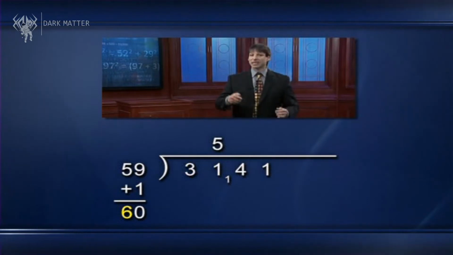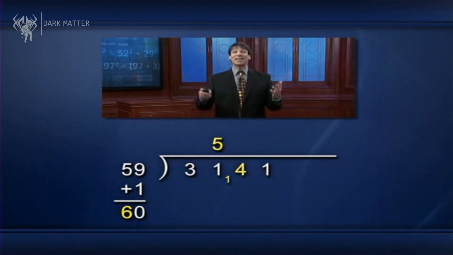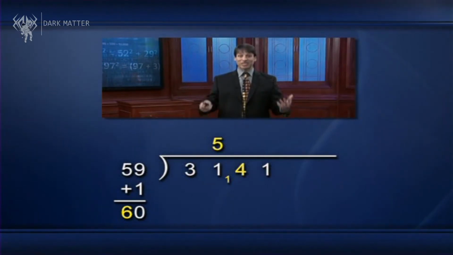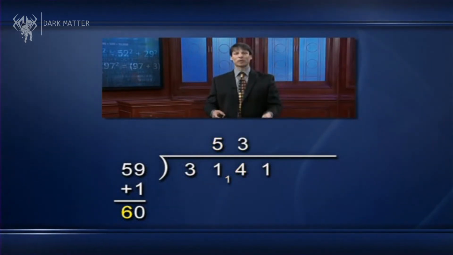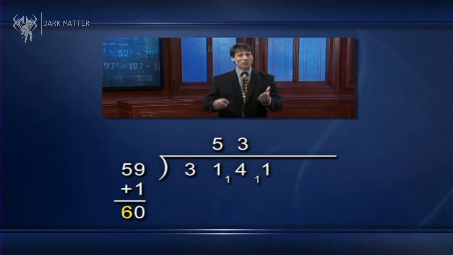Next, we do 6 into not 14, but 14 plus 5, 19, right? 6 goes into 19 3 times with a remainder of 1. So the 3 goes up, the 1 goes down. We're at the last digit.